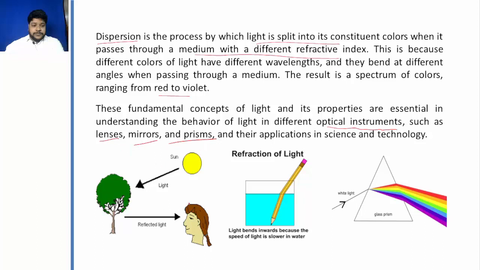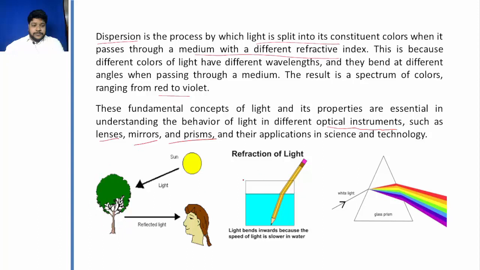So you see in the first cartoon, this is the sun and light is falling on this tree, and here is some human observing it. Whatever we see, it is because the light is reflecting from that surface to our eyes. So this tree is visible to us because the light from the sun is reflecting from this tree and it comes to our eyes. So the reflection phenomenon is responsible for whatever we can see around us.